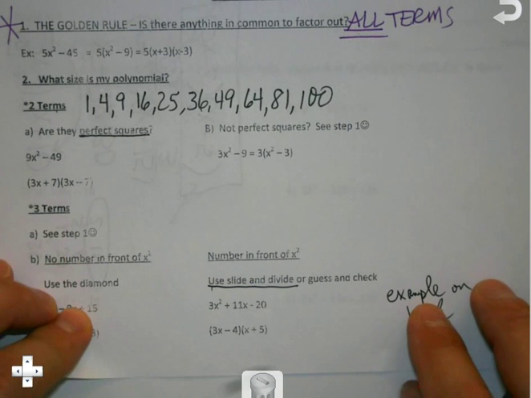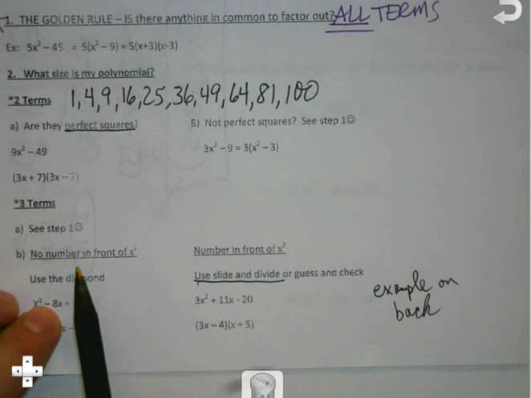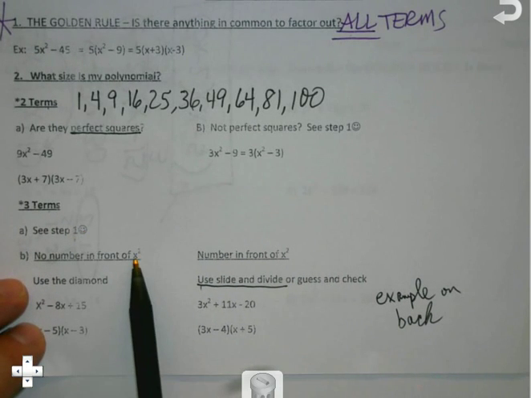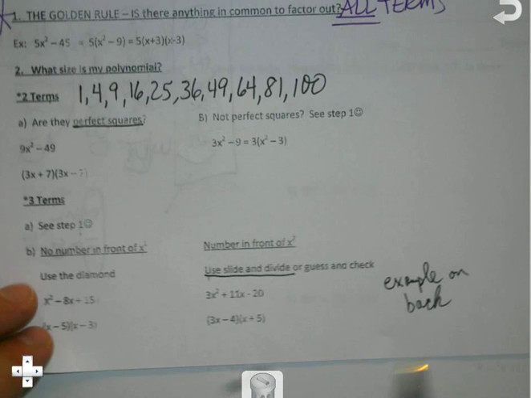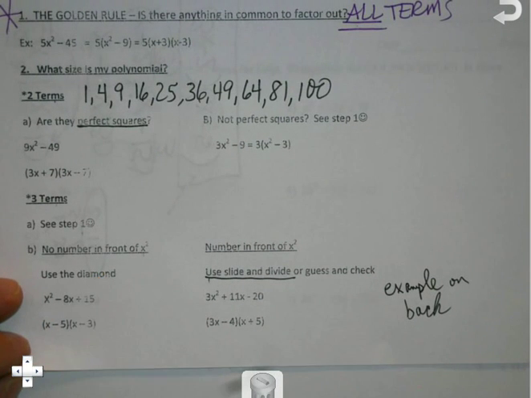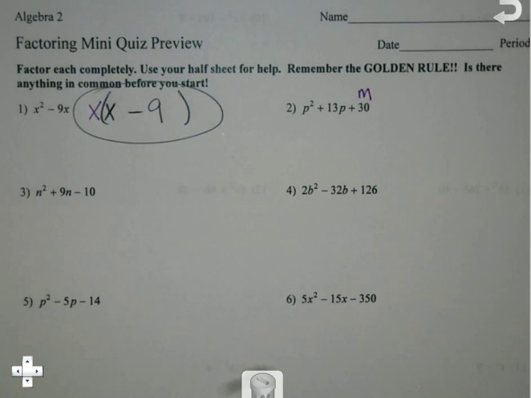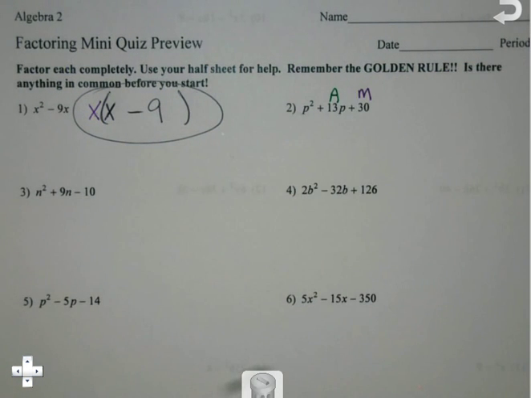I'm like, okay, let's see. There's 3 terms. 1, 2, 3. So I already checked step 1. I already did the golden rule. There was nothing in common. Is there a number in front of x squared? No. Well, it's p squared in this case. So do our diamond, or do our problem, where we're multiplying to get the number on the end, and adding to get the number in the middle.